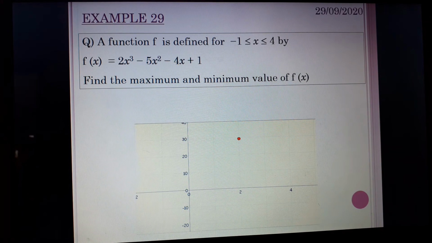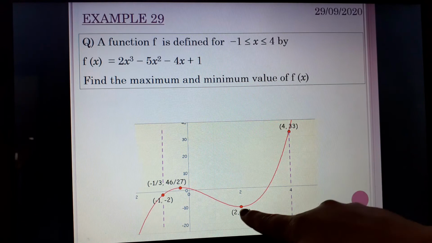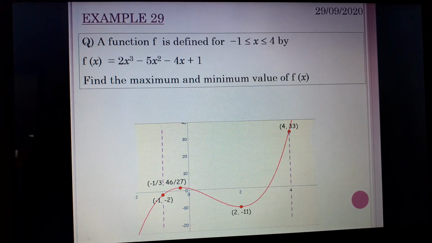This is what it looks like in the graph. You wouldn't be expected to take it this step further. This is what the graph looks like. Okay, and we can see here that the 33 is indeed the highest point, and the negative 11 is the lowest point. Highest and lowest points in the graph.